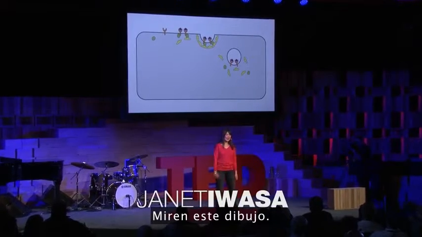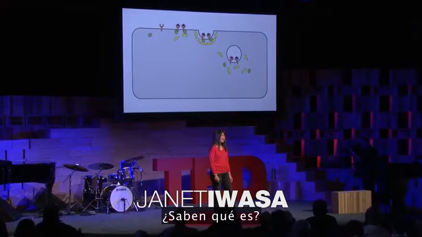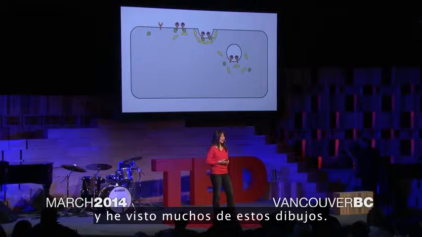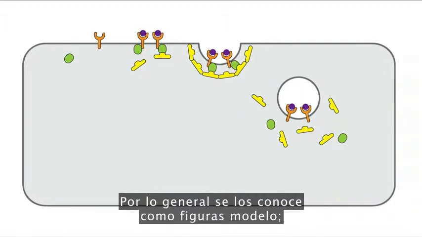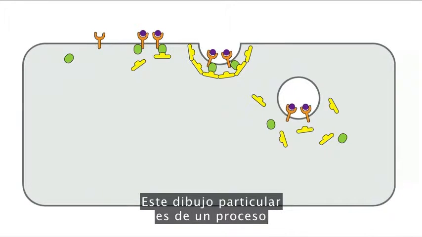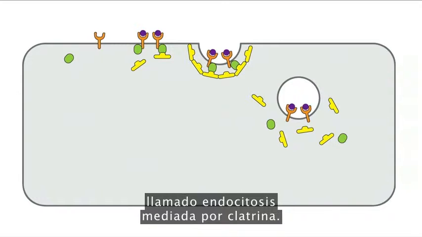Take a look at this drawing. Can you tell what it is? I'm a molecular biologist by training, and I've seen a lot of these kinds of drawings. They're usually referred to as a model figure, a drawing that shows how we think a cellular or molecular process occurs. This particular drawing is of a process called clathrin-mediated endocytosis.